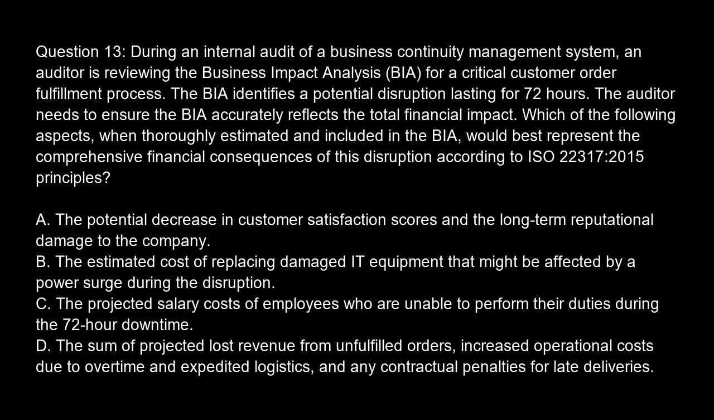22317/2015 principles? Option A. The potential decrease in customer satisfaction scores and the long-term reputational damage to the company. Option B. The estimated cost of replacing damaged IT equipment that might be affected by a power surge during the disruption. Option C. The projected salary costs of employees who are unable to perform their duties during the 72-hour downtime. Option D. The sum of projected lost revenue from unfulfilled orders, increased operational costs due to overtime and expedited logistics, and any contractual penalties for late deliveries.